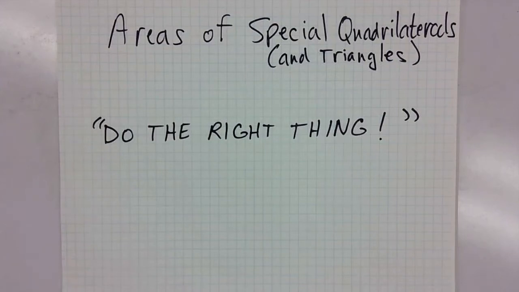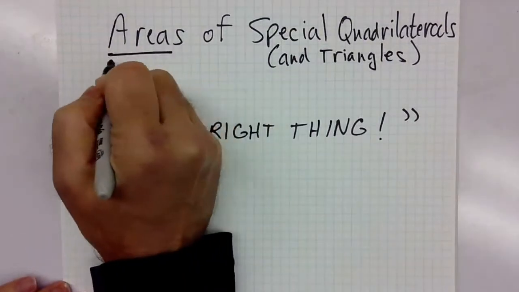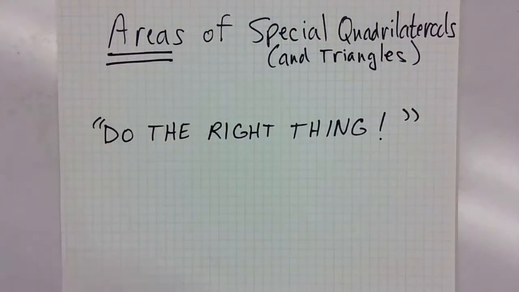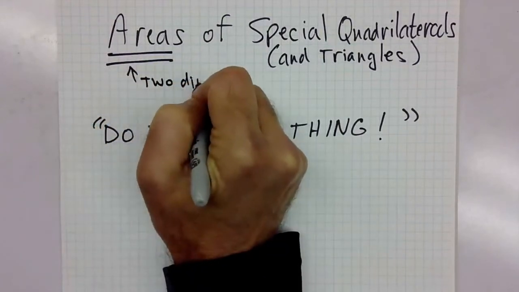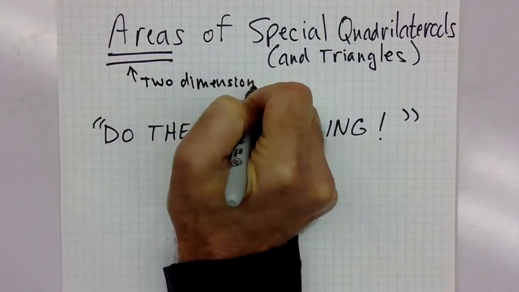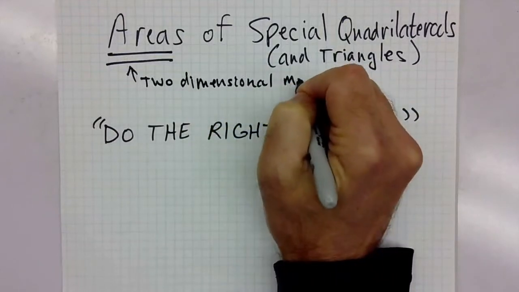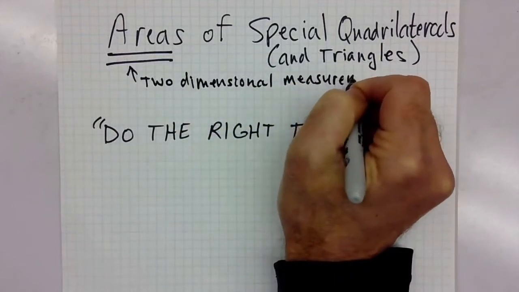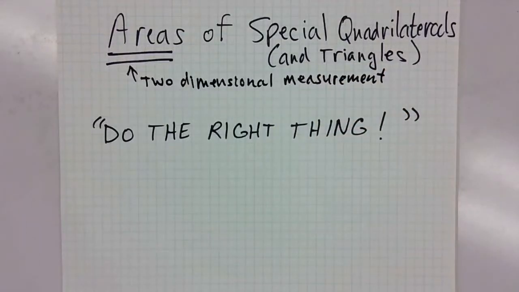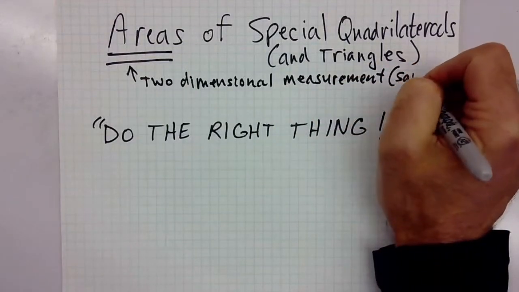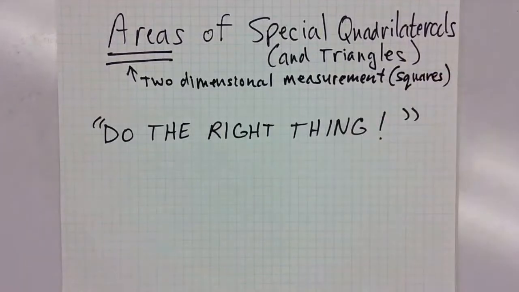All right, areas of special quadrilaterals and triangles. Do the right thing. So the first thing we need to do is have a definition of what area is. Area is a two-dimensional measurement. Usually we do our two-dimensional measurements in squares.